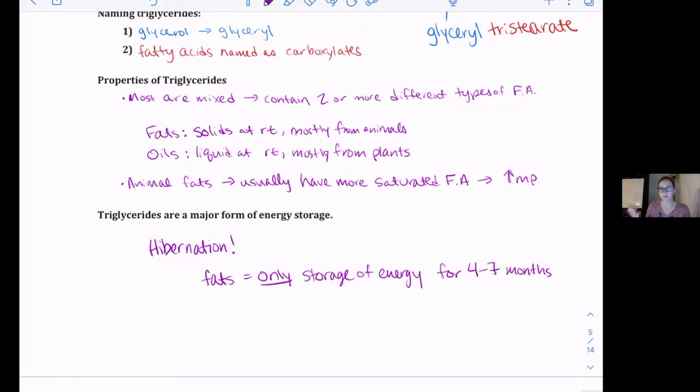So that's why bears are everything. They try and get a lot of fat on their body, because while they're hibernating and asleep for those 4 to 7 months during the winter, their body, in order to keep the vital things running, uses these triglycerides as energy. Okay, that's where we're at.